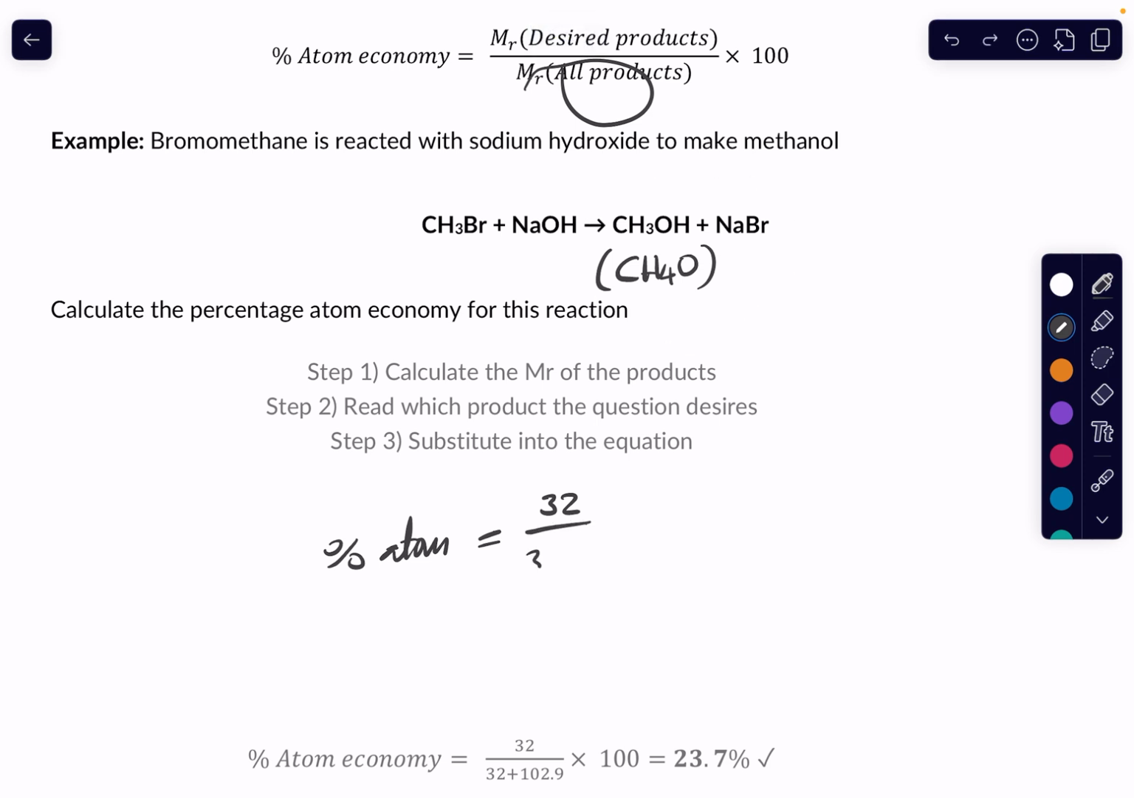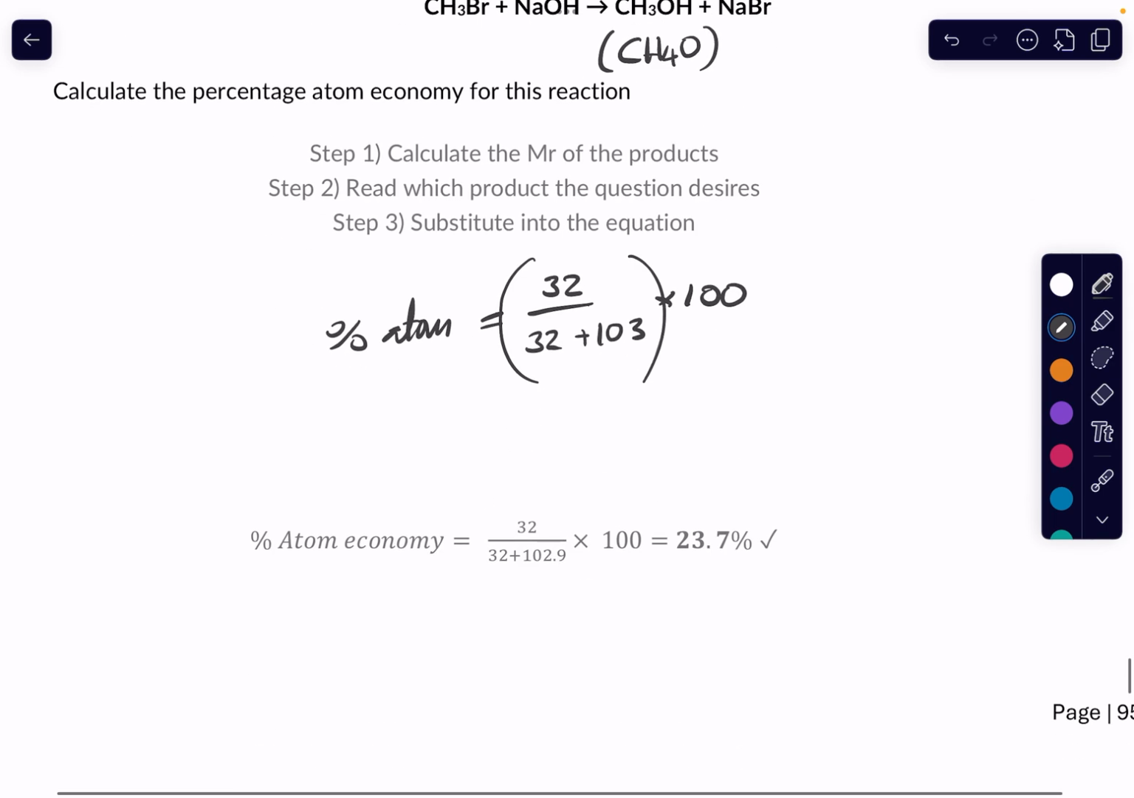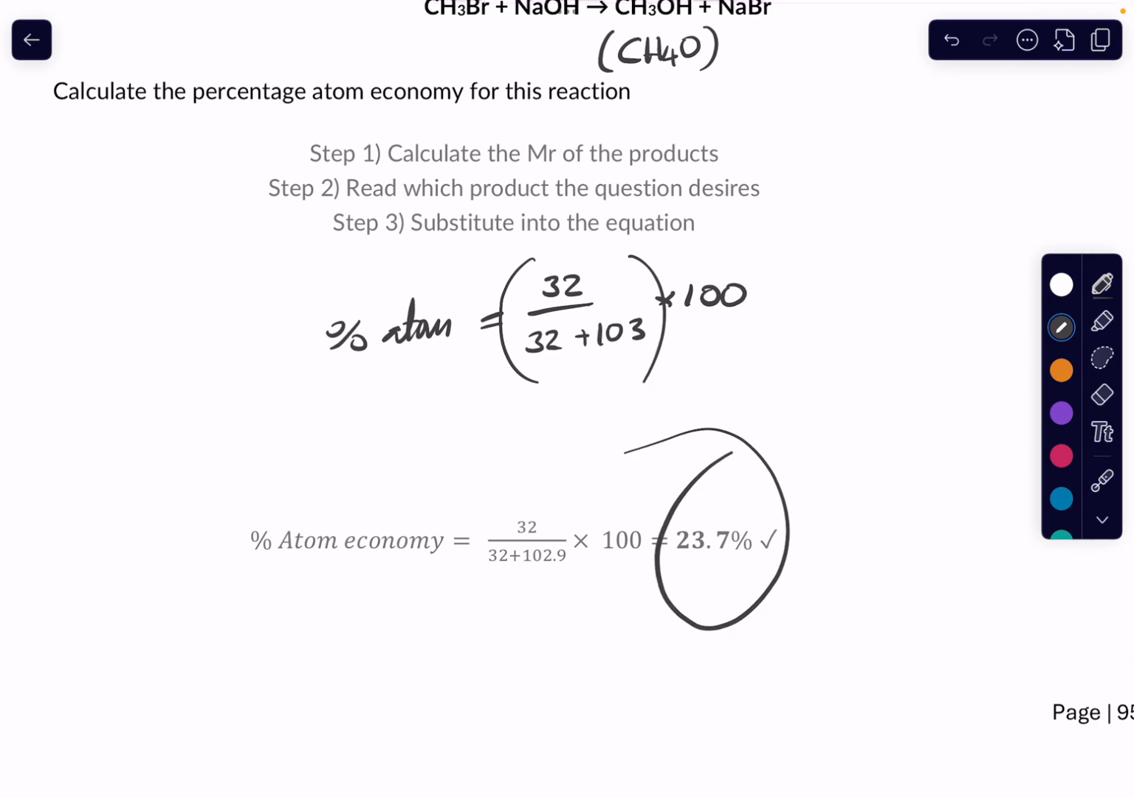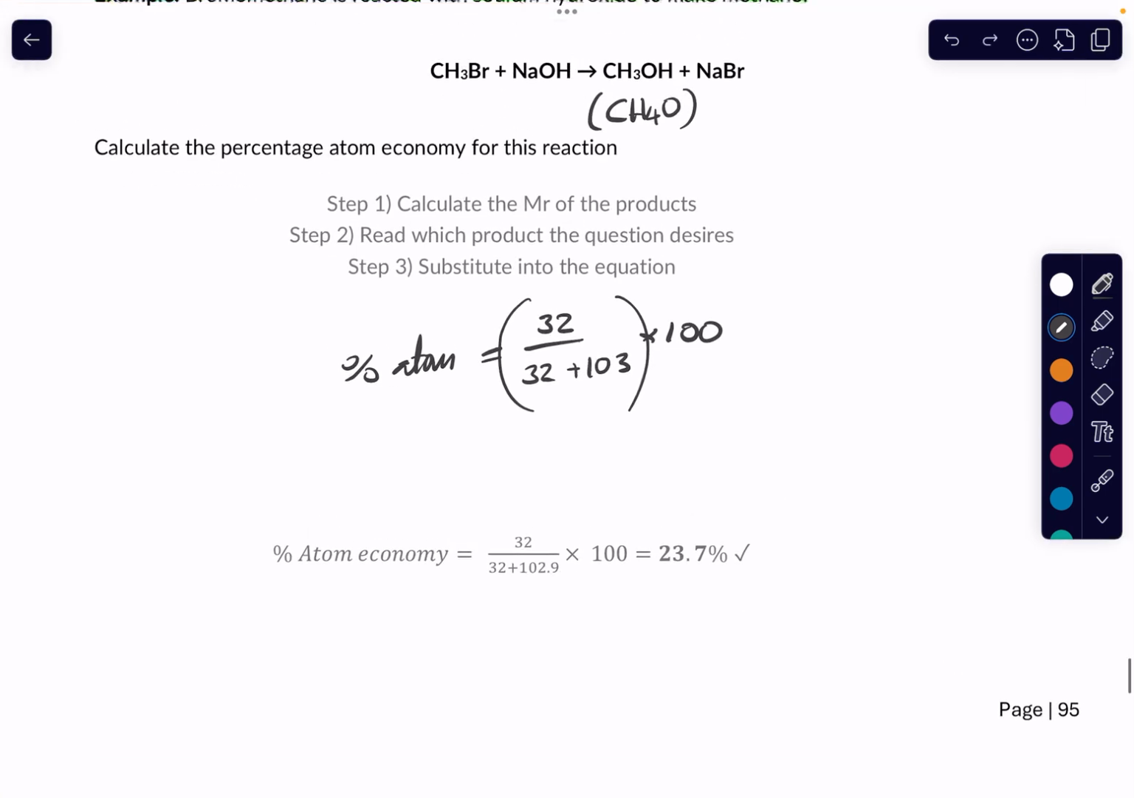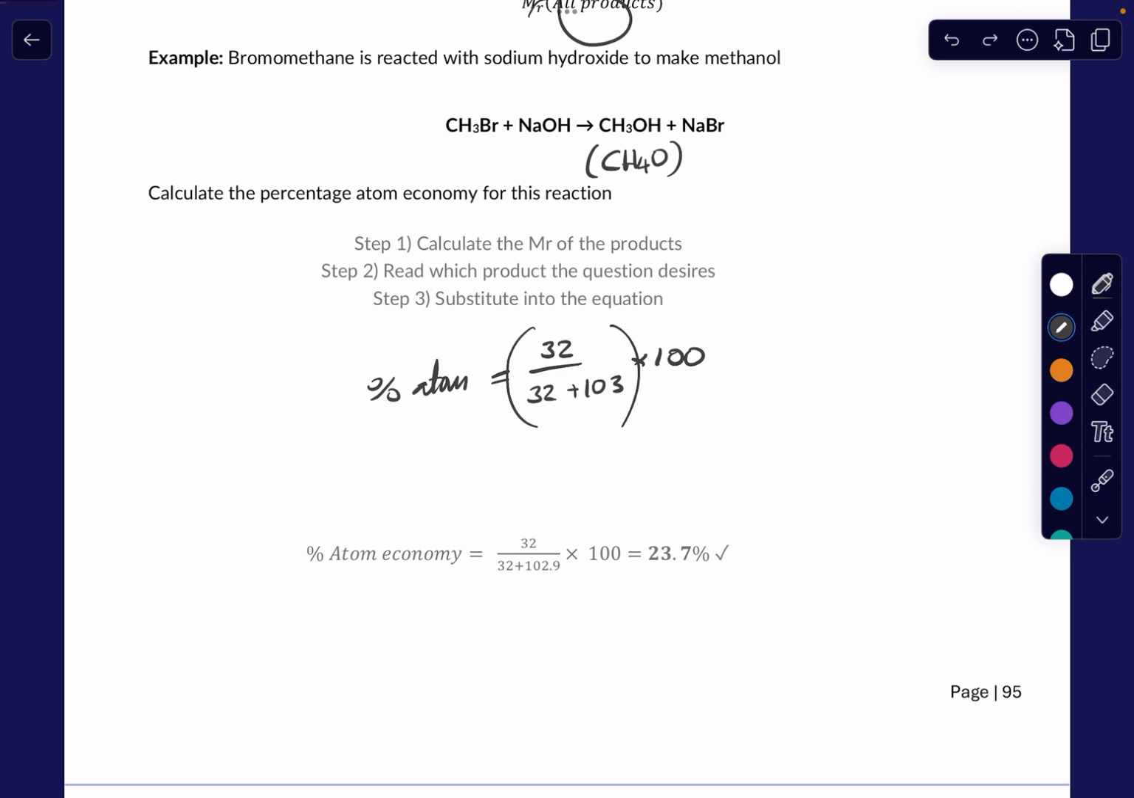So that's going to be my 32 plus my sodium bromide, which is 102. I'm just going to call it 103. And then we're going to multiply that by 100. And you can see there's the calculation, and there's the more precise value, the 23.7%. So that's essentially all we need to do for atom economy, and this could be worth maybe 1 to 3 marks depending on the question.